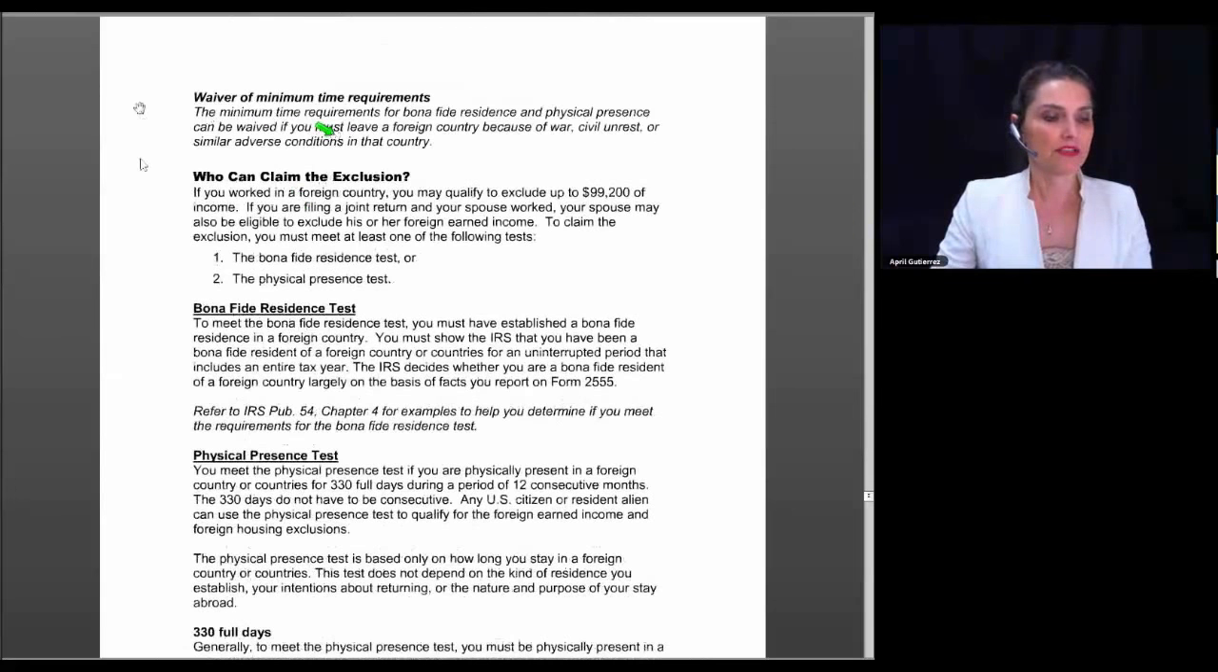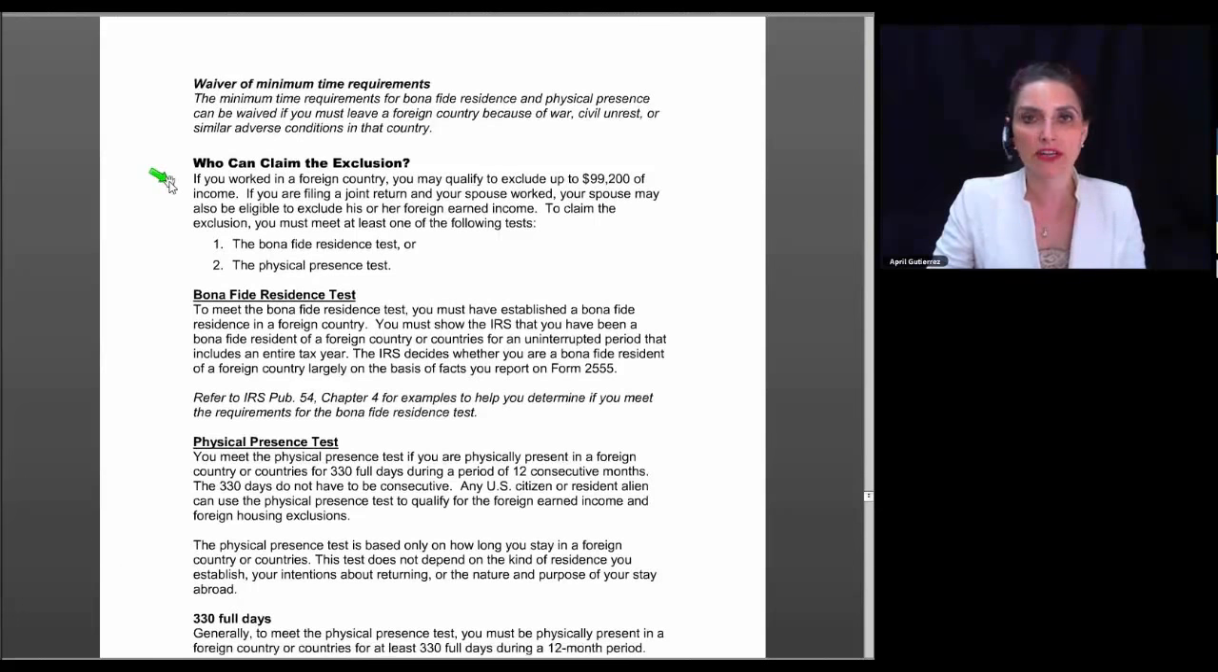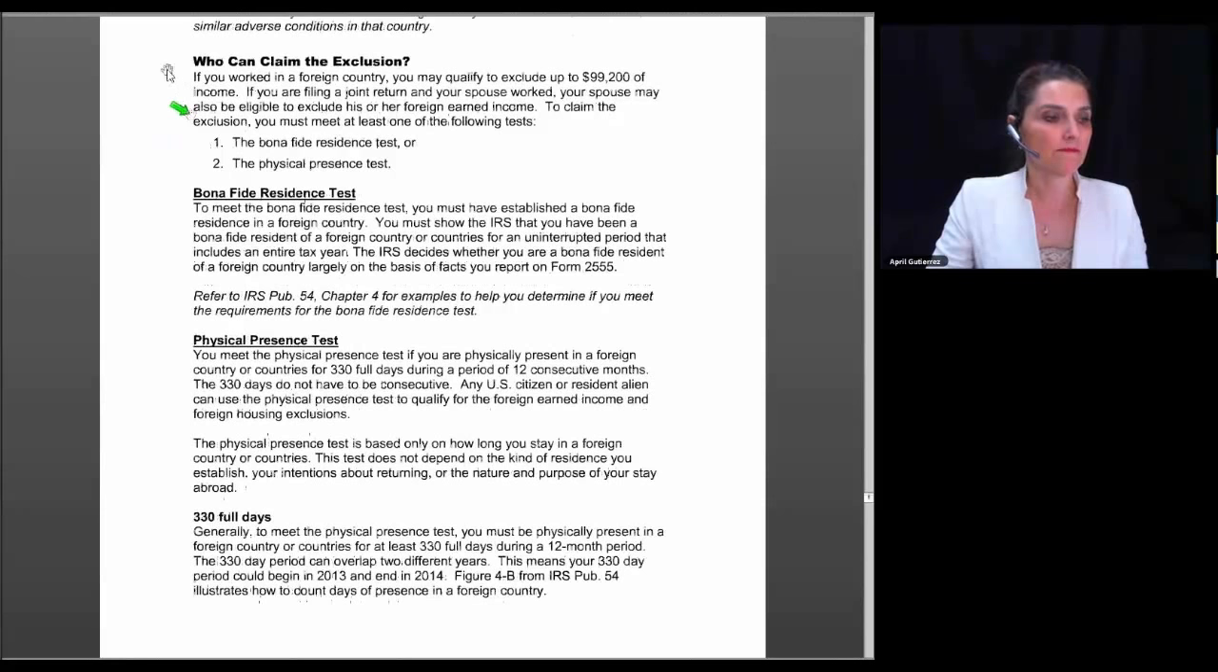Now, there really is no waiver of the minimum requirements to meet the foreign income exclusion rules, except where you are forced to move or leave a country because of war or civil unrest or similar adverse conditions. If you leave for any other reason, you're going to be out of luck. So who can claim the exclusion? Well, if you worked in a foreign country, you can qualify to exclude up to $99,200 of income if you meet either the bona fide residence test or the physical presence test.